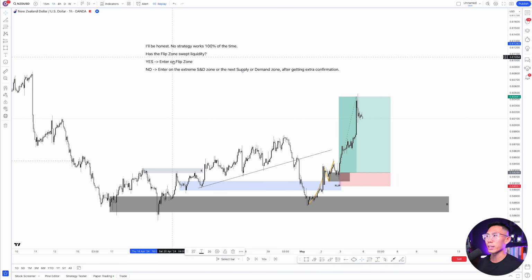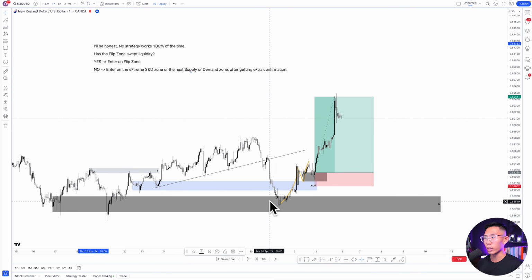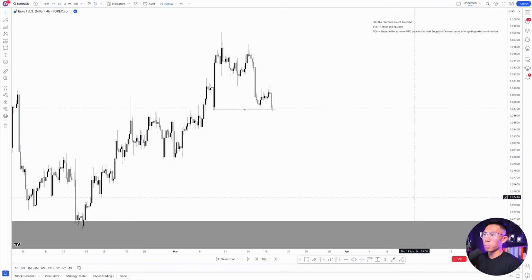So that is what I mean when I say that if the flip zone has not swept liquidity whatsoever, then you want to enter on the extreme supply or demand zone or the next supply and demand zone after getting the extra confirmation, which only comes in a form of signs that tell you that smart money have entered into the market. Once again, another example right here.